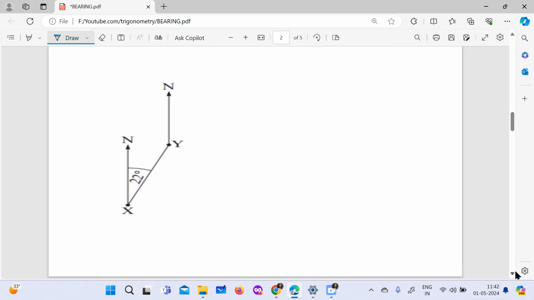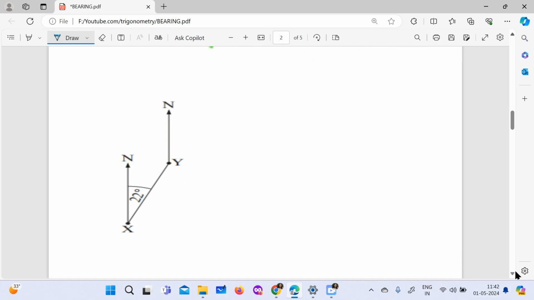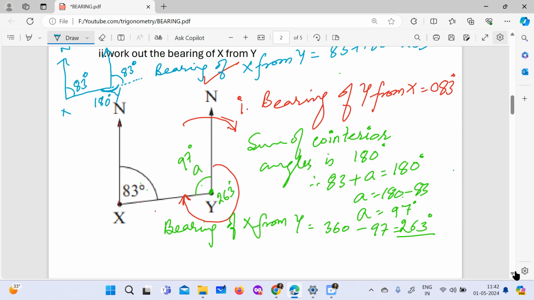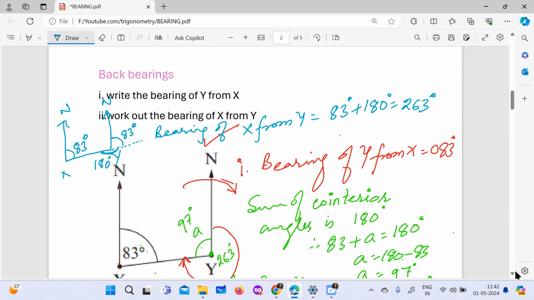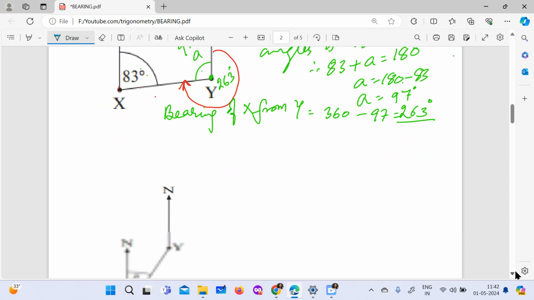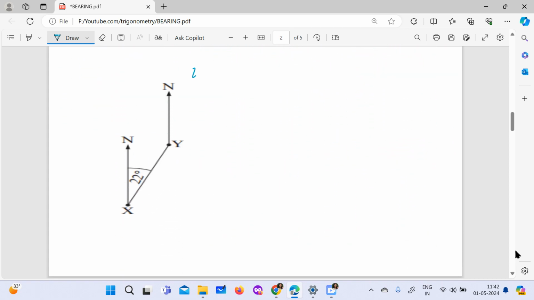So here also same thing. This is part of this question. You have to first find the bearing of y from x, then bearing of x from y. So first part, bearing of y from x. So this too we can tell visually, it is 22. So we will write it 022 degrees. And the second one is bearing of x from y.